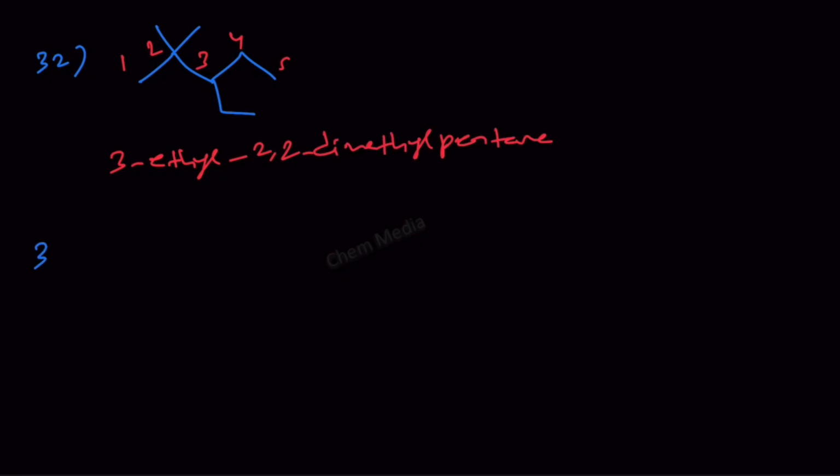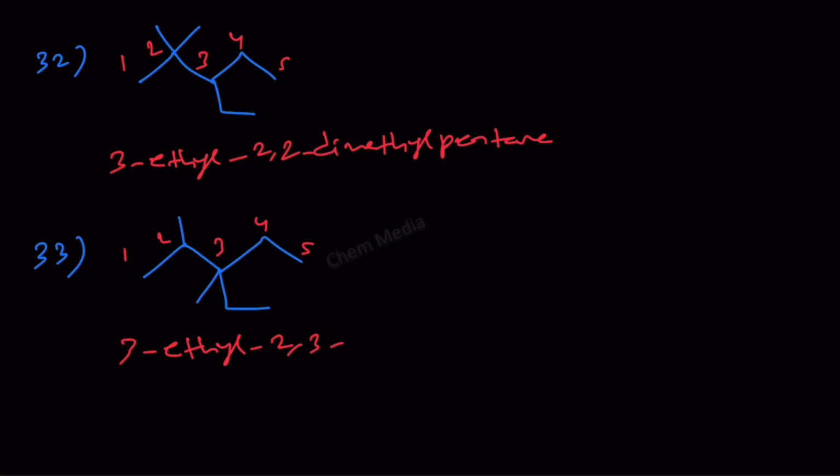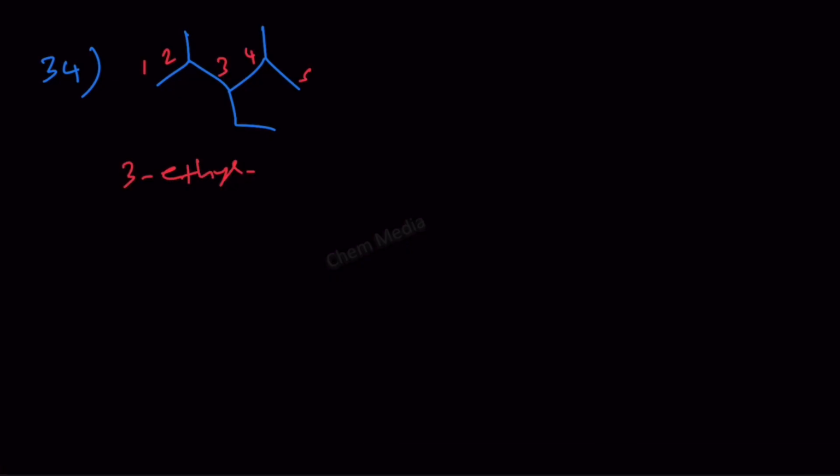And then number 33. 1, 2, 3, 4, 5. Keep the ethyl group at 3rd position. Put one methyl group at 3rd position and one methyl group at 2nd position. That is another isomer. This is 3-ethyl 2, 3 dimethyl pentane. And then number 34. 1, 2, 3, 4, 5. Ethyl group at 3rd position. One methyl group at 2nd position. One methyl group at 4th position. So this is 3-ethyl 2, 4 dimethyl pentane.